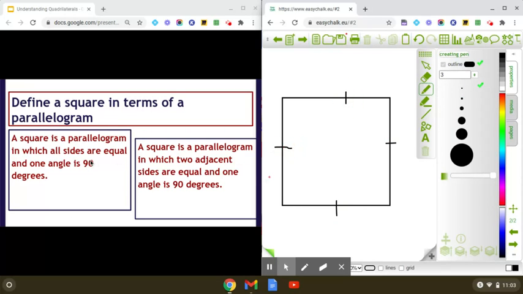And if I say it is a parallelogram in which one angle is 90 degrees, but we know that in a square all the angles, the four angles which we see in this quadrilateral, should be 90 degrees. So if I say it is a parallelogram in which one angle is 90 degrees, that means automatically each of the remaining angles will be 90 degrees.